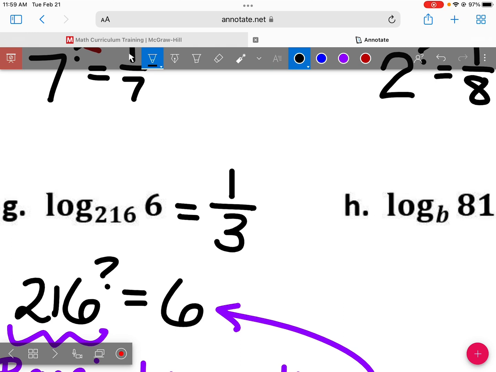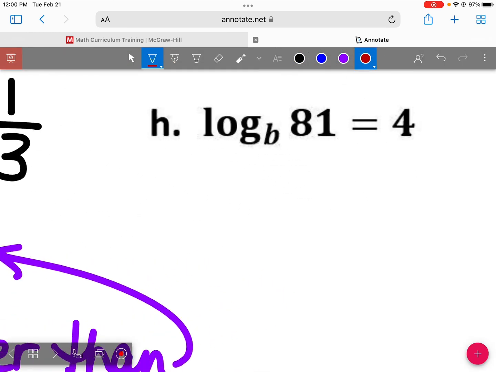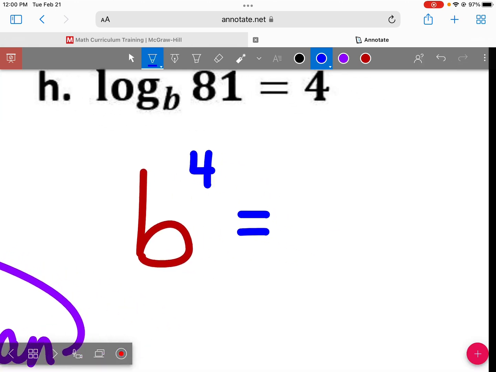On part H, what are we looking for? We're looking for the base here. What is the base on part H? Like, what do they have written for the base? B. What's the exponent on this one? 4. Equals what? 81.